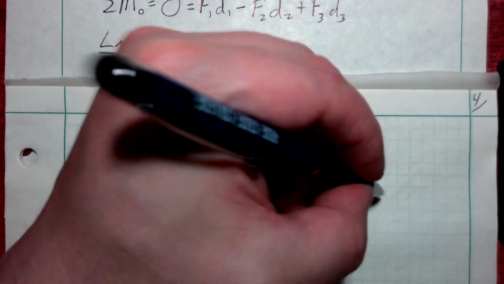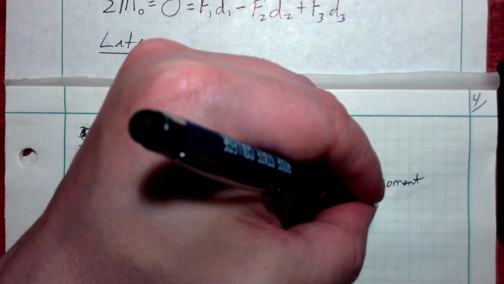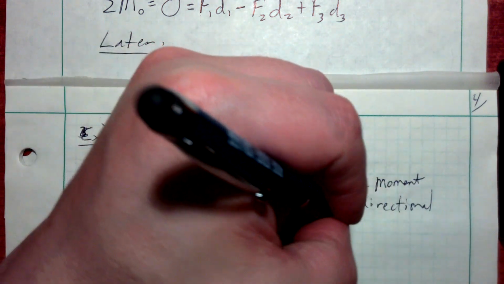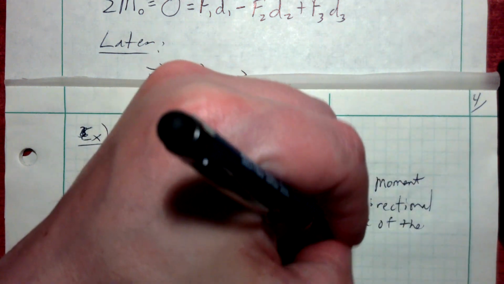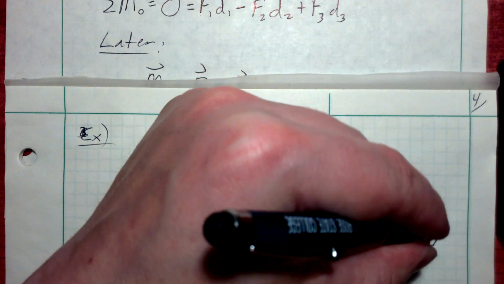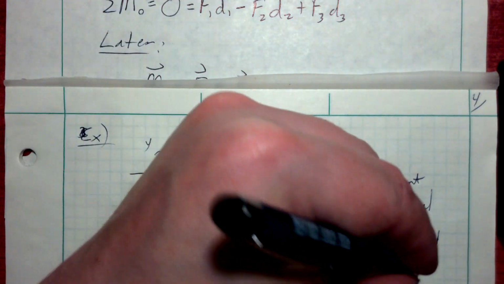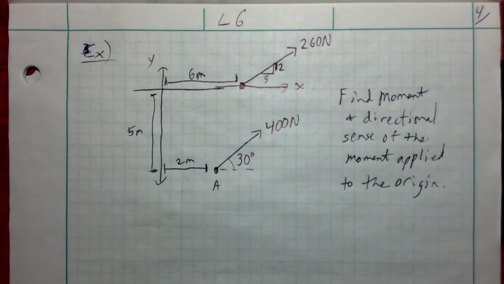And what we want to do is we want to find the moment and what they call the directional sense of the moment applied to the origin. And what they mean by directional sense, a lot of texts will ask it in this way, and what they mean by directional sense is they simply mean, is it clockwise or counterclockwise?